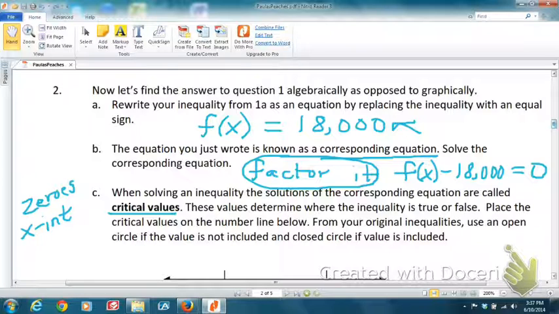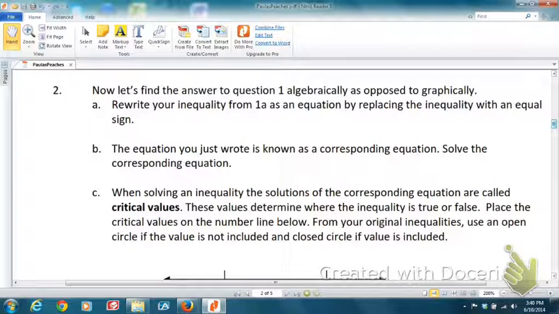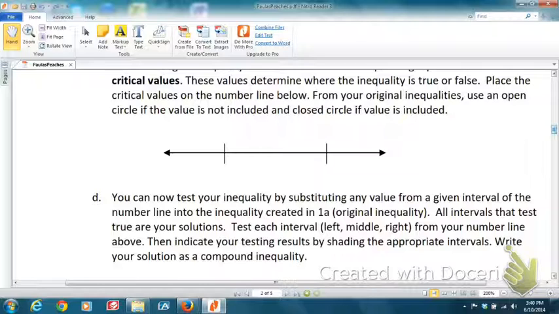All right, so again, as a reminder, open circles go with less than and greater than, and closed circles go with less than or equal to and greater than or equal to.